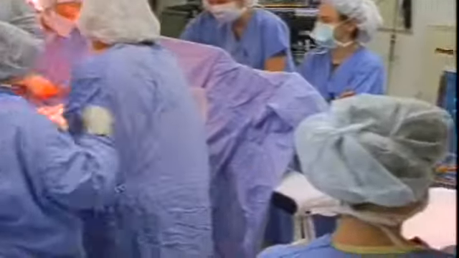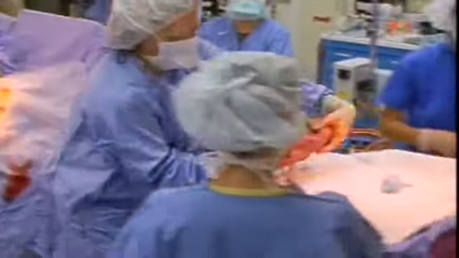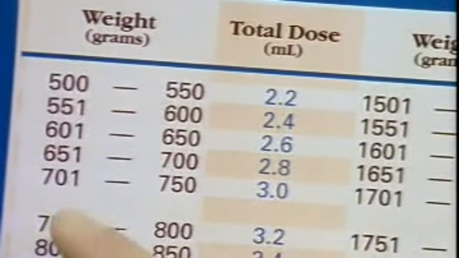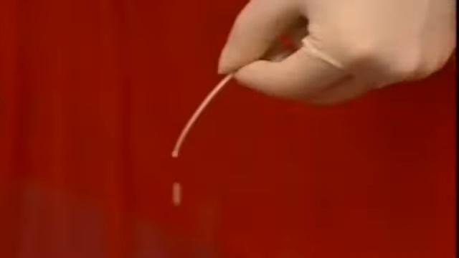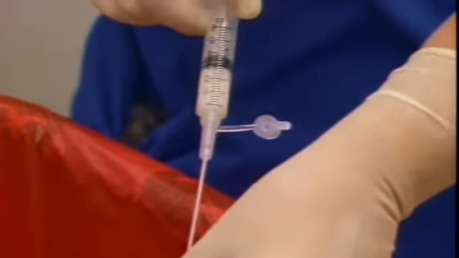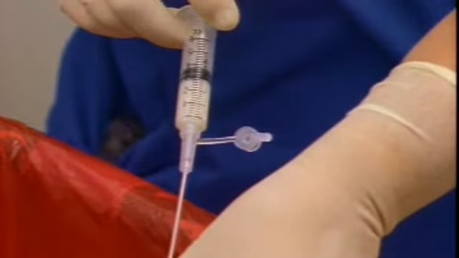Start the dosing procedure as soon as possible after birth. Identify the correct dose on the Surfactant dosing chart based on the birth weight. Then expel excess Surfactant through the catheter. This primes it, leaving a full dose in the syringe.